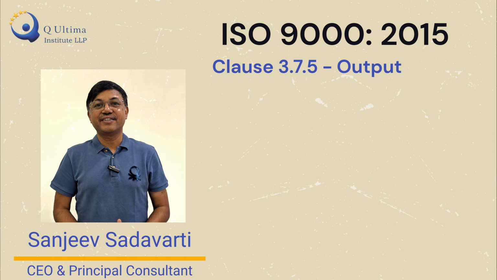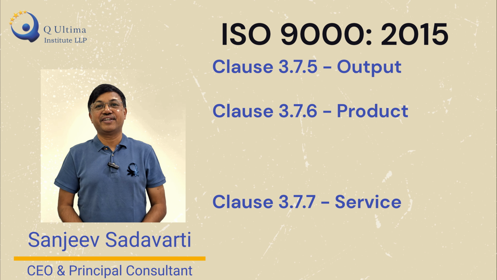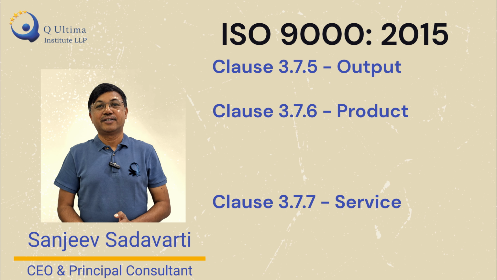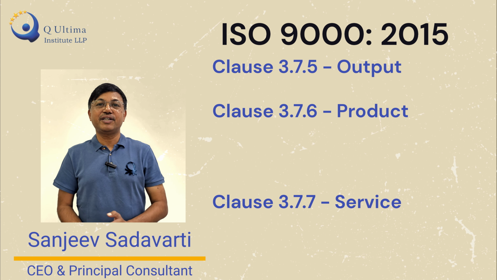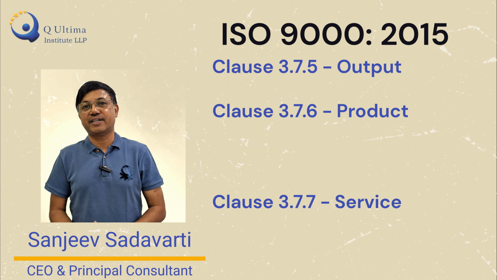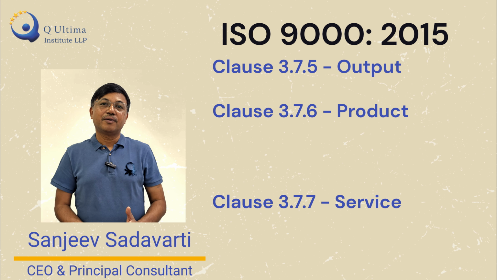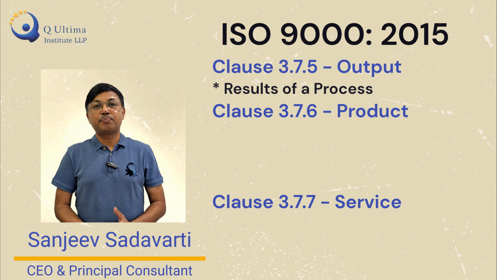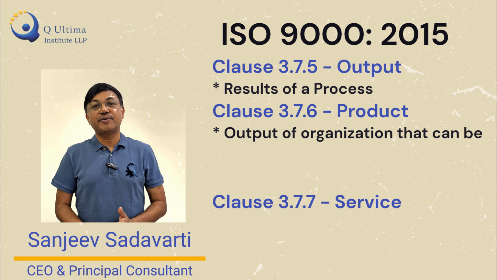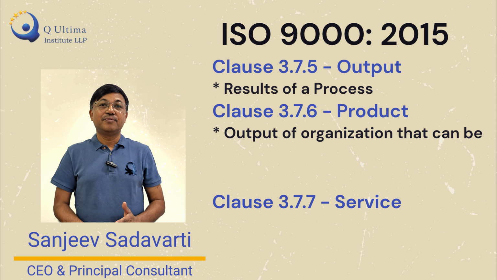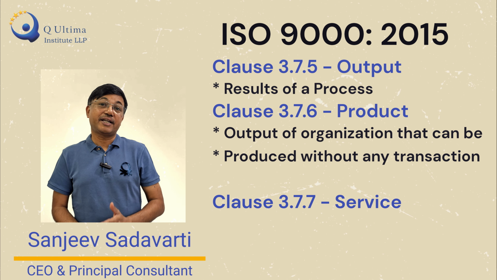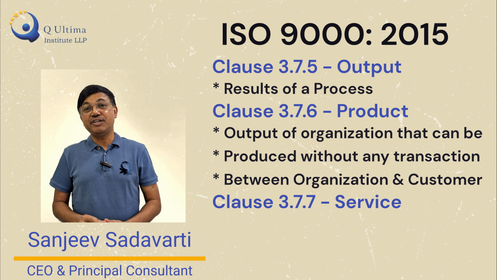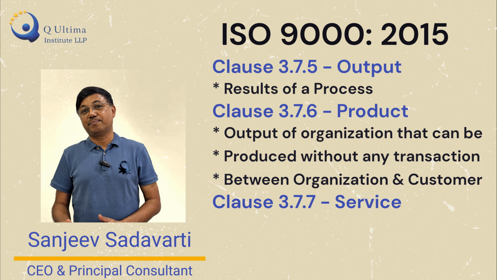Clauses 3.7.5, 3.7.6 and 3.7.7 define interrelated terms: output, product and service. It is very confusing if you do not understand these three terms clearly. So output is a result of any process. Any process is performed, you get an output. Whereas product is output of an organization which can be produced without any transaction between the organization and the customer. So the keyword is, without any transaction it can be produced.